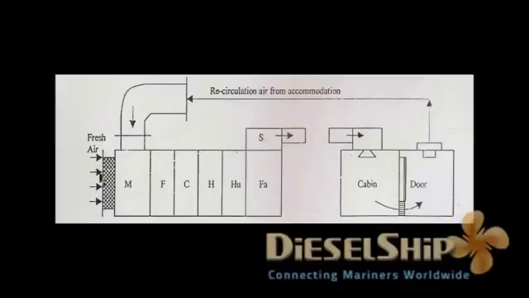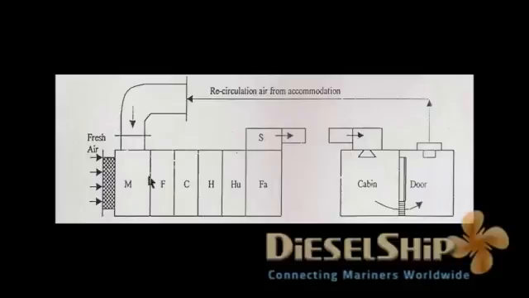So the fresh air intake mixes with the recirculated air from inside the accommodation in the mixing chamber, and the amount of fresh air intake and recirculation can be adjusted with the damper or flap arrangement. Usually people keep the fresh air intake at, let's say, 20% and 80% recirculation, and I have indicated M to be the mixing chamber.